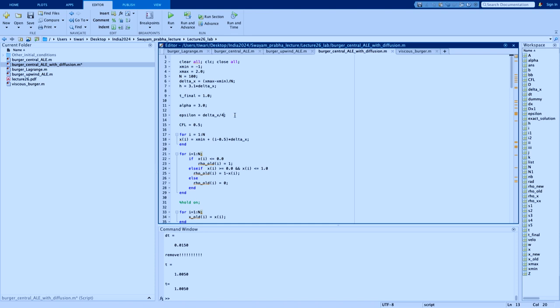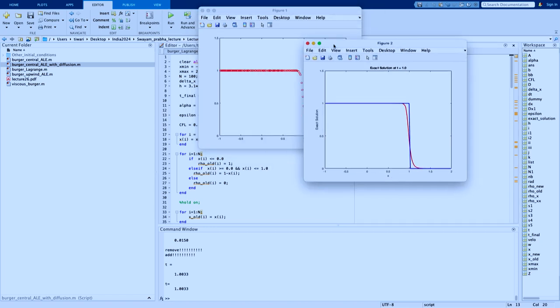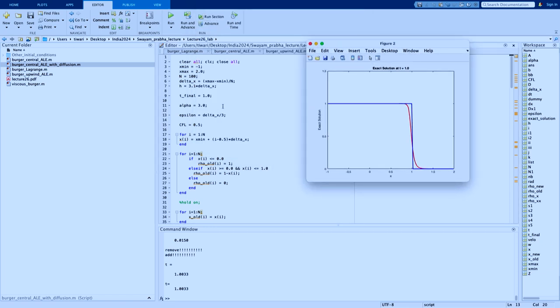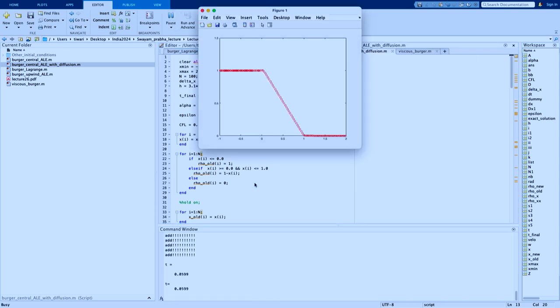In the linear advection case, it was not working with delta x by 3. But now let us see whether it is better here. It's better here. With delta x by 3, I'm getting even sharper. So delta x by 2 was larger. Now let us check with delta x by 4. Still, we may get the stable solution.